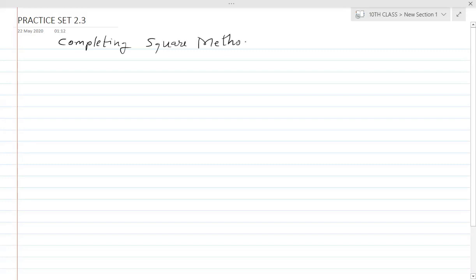Today we are going to study practice set 2.3. Here in practice set 2.3 we are going to solve the quadratic equations by completing square method. We are going to consider the first equation, x square plus x minus 20 equals 0. We are going to find the roots of this equation by completing square method.